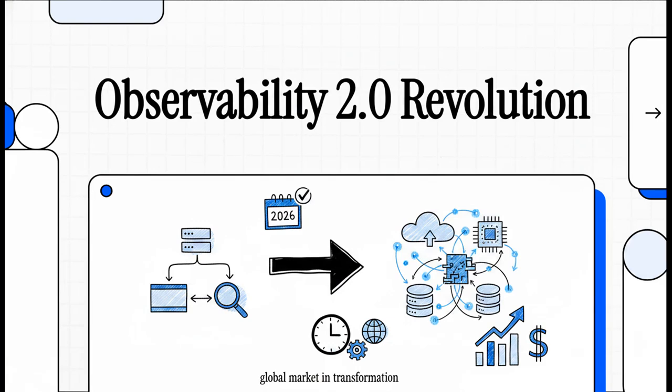Welcome to the Explainer. If you've ever felt like you're just drowning in alerts or you've struggled to debug a really complex system, you are definitely not alone. Today, we're unpacking a revolution that's fixing that broken reality. We're talking about Observability 2.0. We're going to look ahead to 2026 and see how this entire market is being rebuilt from the ground up.